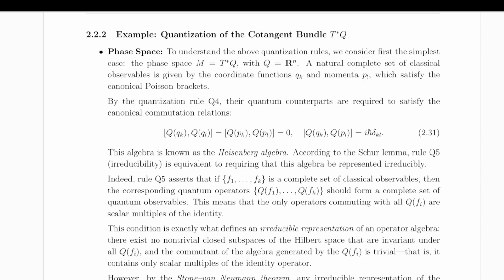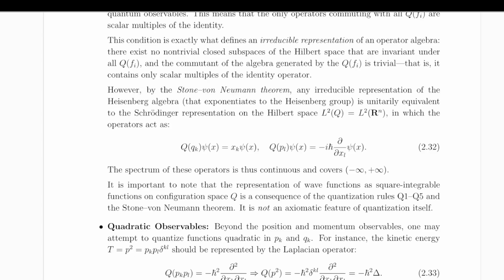According to a celebrated mathematical result, the Stone-von Neumann theorem, all irreducible representations of the Heisenberg algebra are essentially the same. They are all unitarily equivalent to the familiar Schrödinger representation on square integrable functions. Thus, in this simple setting, quantum mechanics takes the familiar form of wave functions on configuration space, where positions act by multiplication and momenta by differentiation.